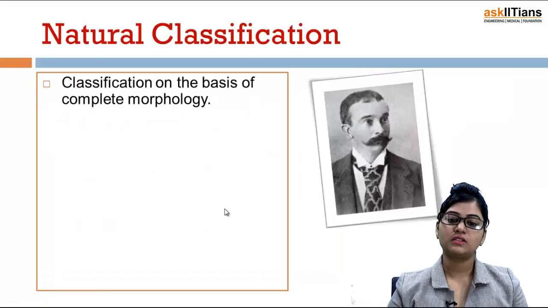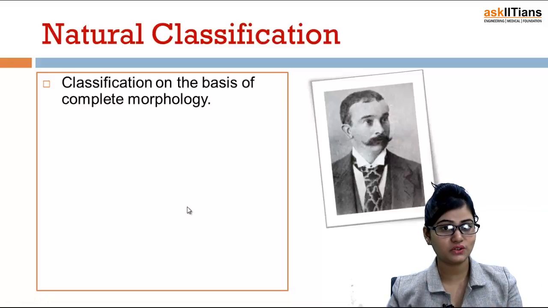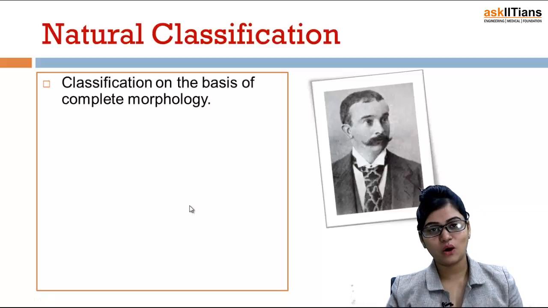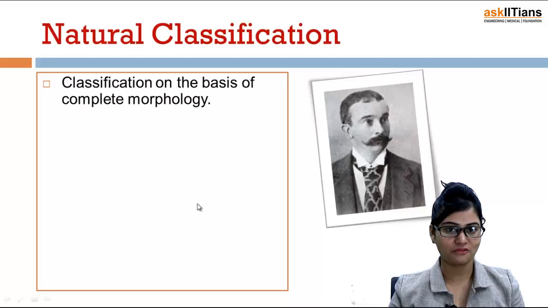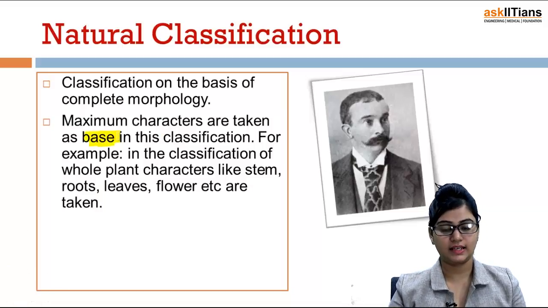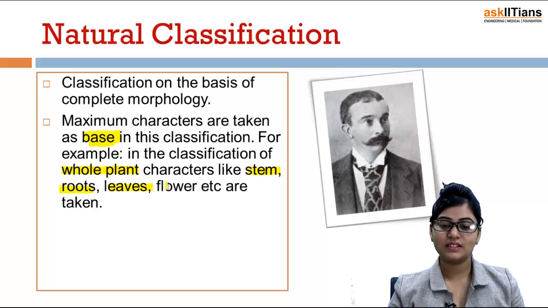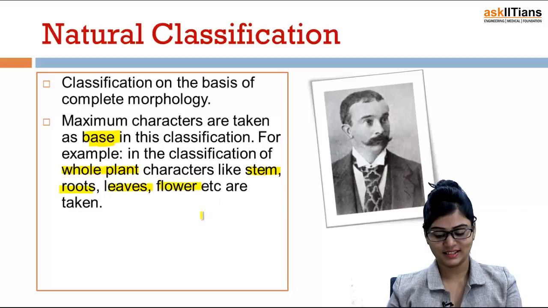Natural classification. So classification on the basis of complete morphology. Okay, not only one characteristic, not only two characteristic or three or four. It is based on the complete morphological profile of a particular plant or animal. Maximum characters are taken as base in the classification. So as many characters as we can take, we will take them in this natural classification. For example, in the classification of a plant, its characters are stem, roots, leaves, flower, etc. So all these will be considered.